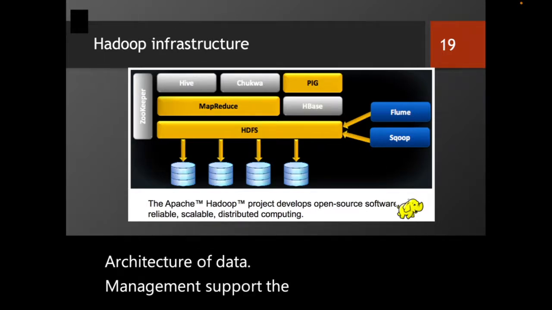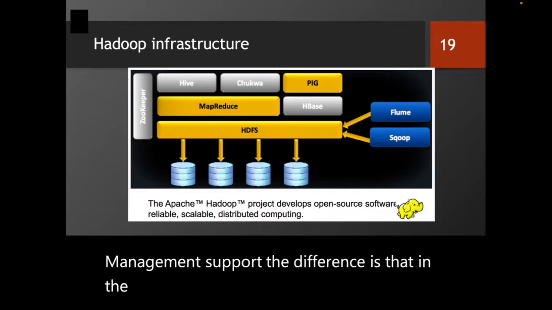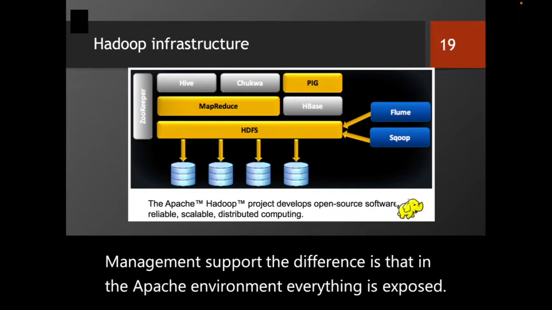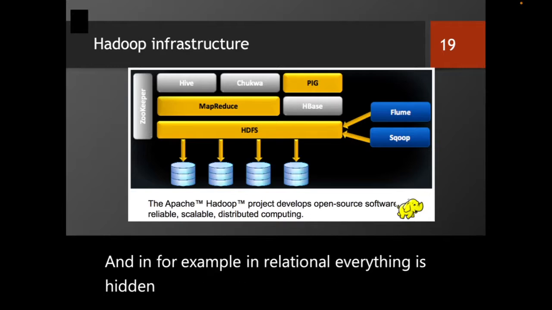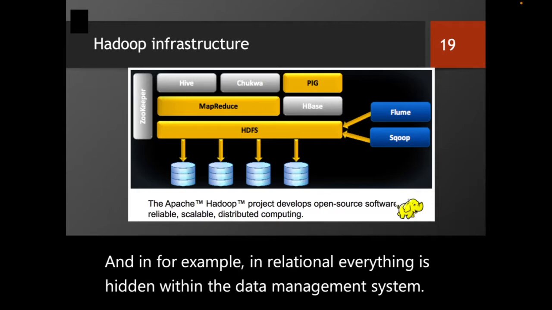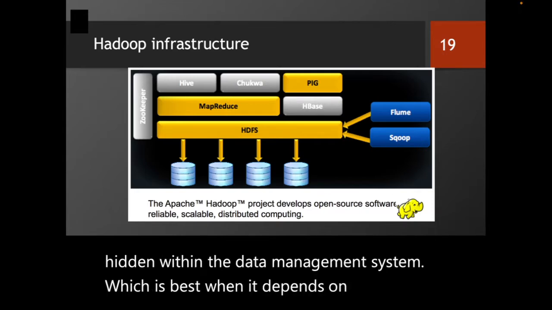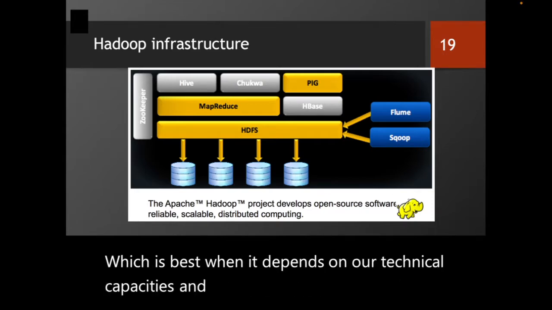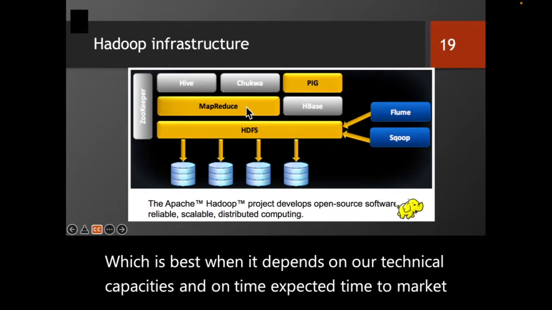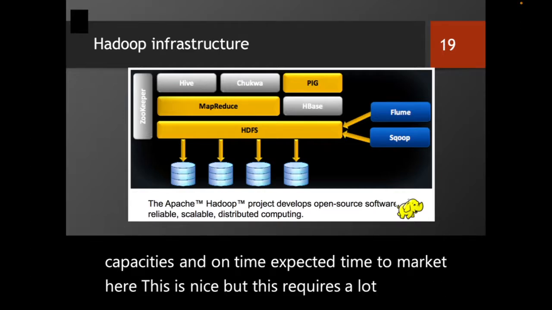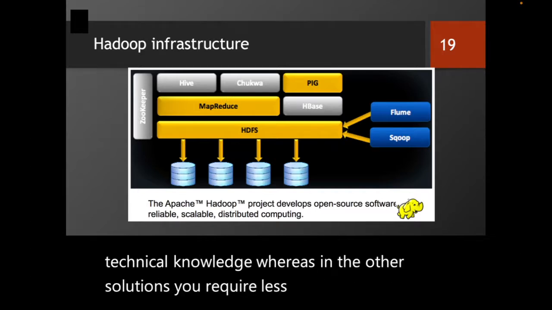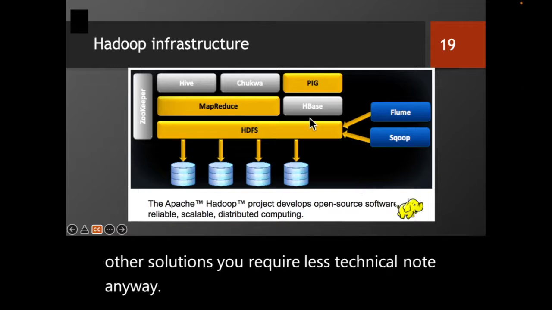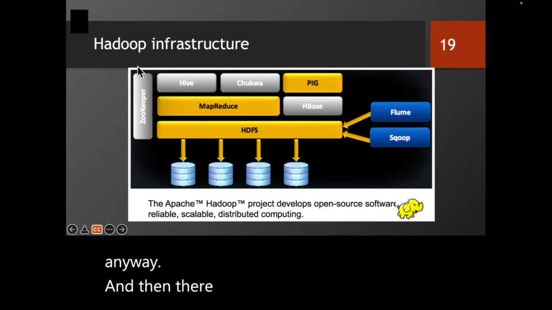The difference is that in the Apache environment, everything is exposed. And in, for example, relational systems, everything is hidden within the data management system, which is best, but it depends on our technical capacities and on expected time to market. Here, this is nice, but this requires a lot of technical knowledge, whereas in the other solutions, you require less technical knowledge. Anyway.